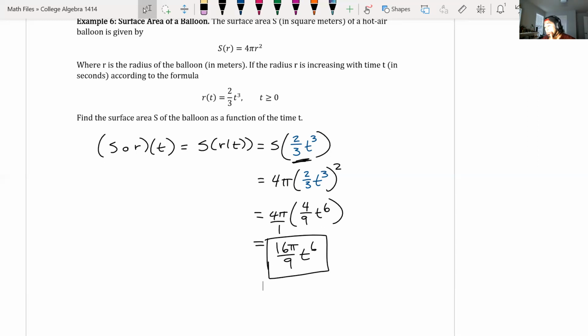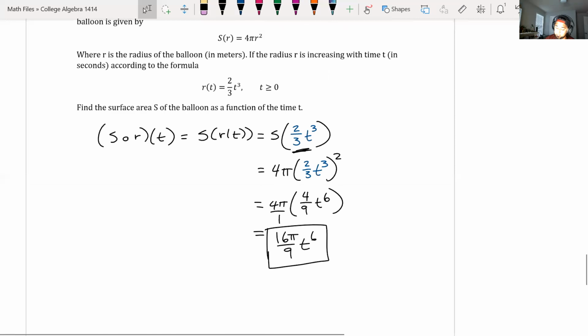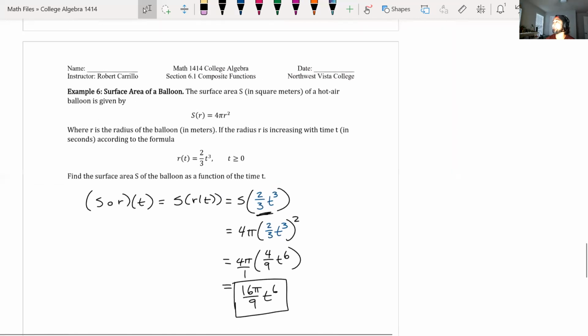All right. And what's cool is that you'll get into something once you hit calculus. It's called related rates, where one rate depends on another and they change with time. So with related rates, you can actually find the rate that the radius is changing at, and you can also find the rate that the surface area is changing at. But that's not for a long time, guys. Okay. So I think that finishes compositions. So yeah, we are done with 6.1.